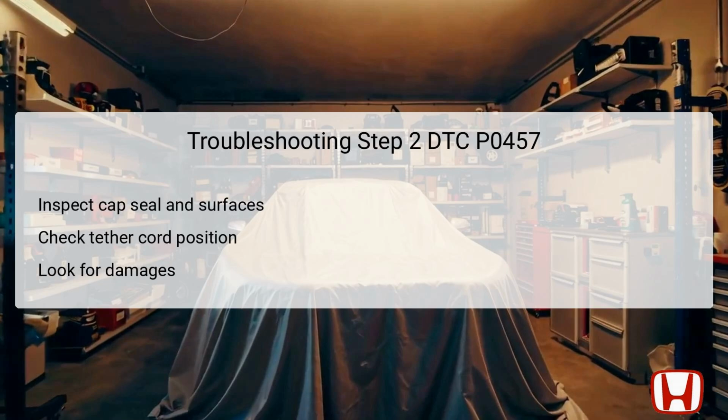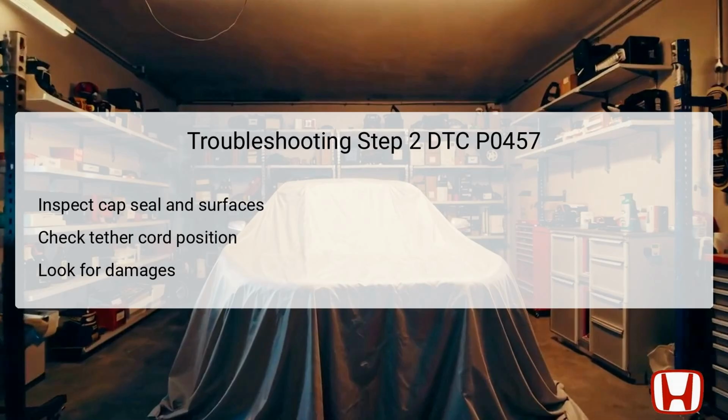In the second step, the focus is on the fuel fill cap seal and the mating surfaces of the fuel fill pipe. Examine the seal for any signs of damage, such as cracks or wear, which can compromise its effectiveness. Additionally, it's essential to ensure that the tether cord that keeps the cap attached is not caught beneath the cap itself, as this can prevent a proper seal. Any of these issues could cause a leak in the EVAP system, thus leading to the P0457 code being triggered.